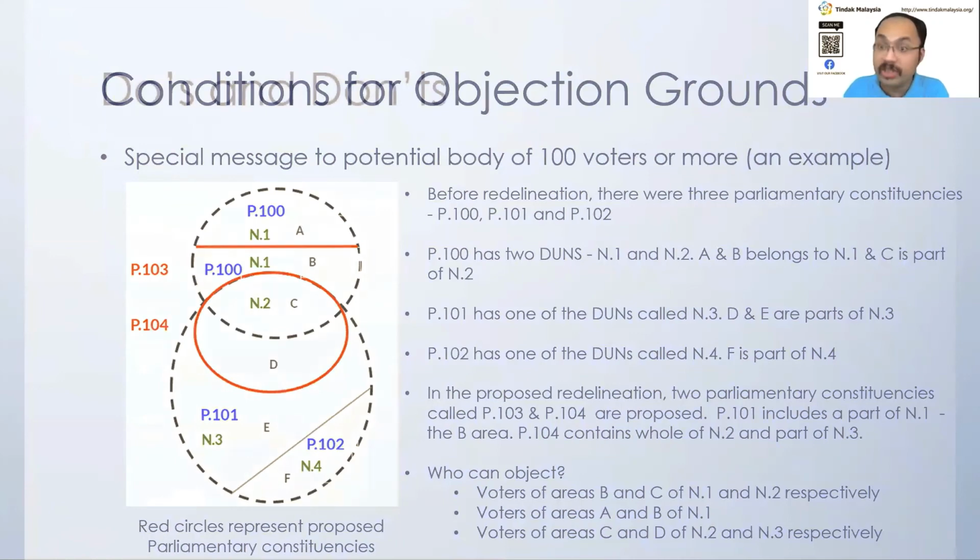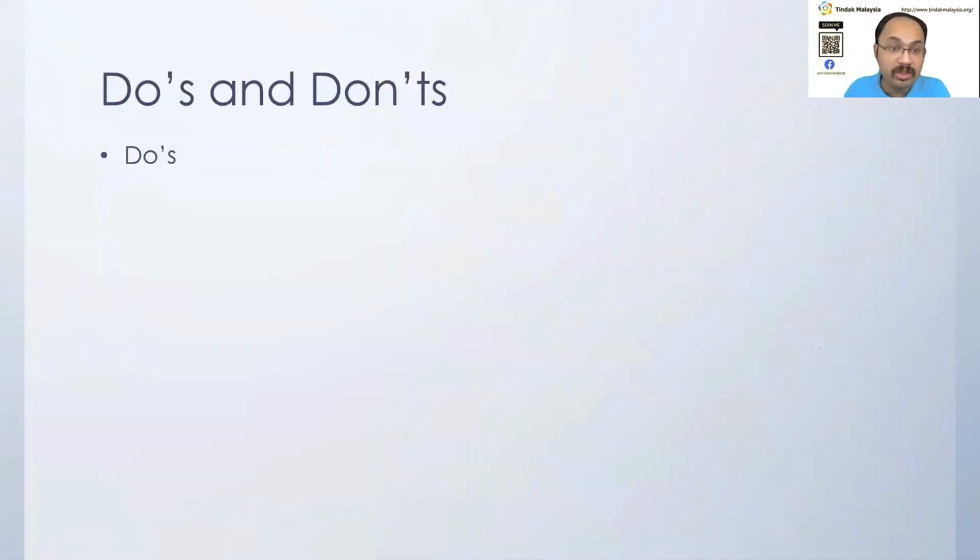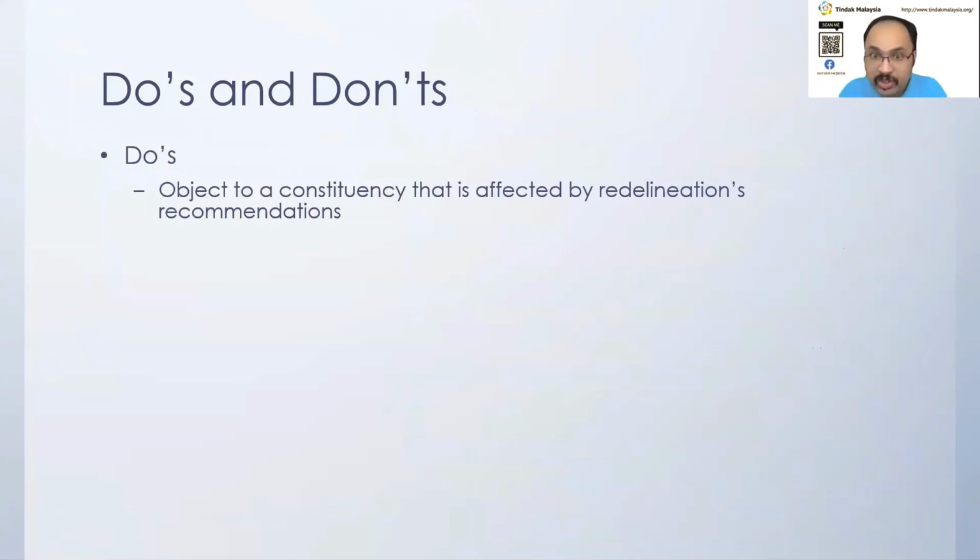So let's look at the do's and don'ts, especially when you organize objections and especially writing down objection grounds. Object to the constituency that is affected by the redelineation's recommendations. Okay, why I'm mentioning this to you. In the second round of redelineation review, the Penang state government objected EC's proposal. In the whole state of Penang, only 2 or 3 constituencies, or maybe even up to 4, were affected by the redelineation. To be specific, the proposal was mere alteration of a small section of the boundary.